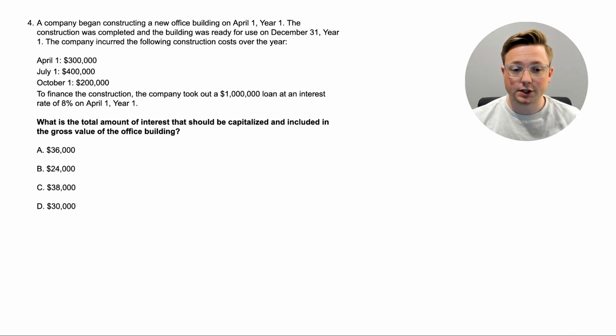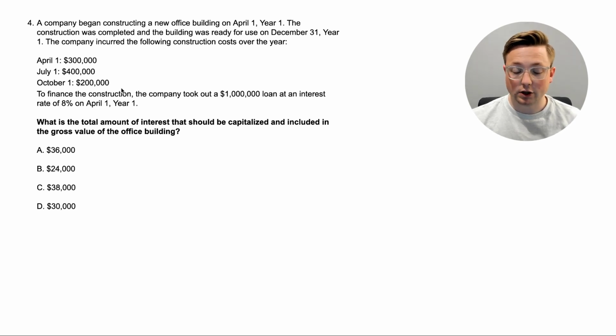All right, here we are at question 4. What is the total amount of interest that should be capitalized and included in the gross value of the office building? Okay, so this is something we haven't talked about before. A company began constructing a new office building on April 1st, year 1. The construction was completed and the building was ready for use on December 31st, year 1. The company incurred the following construction costs over the year. In April, they had $300,000. July 1st, they had $400,000, and October 1st, $200,000. So this is how much they incurred to build.